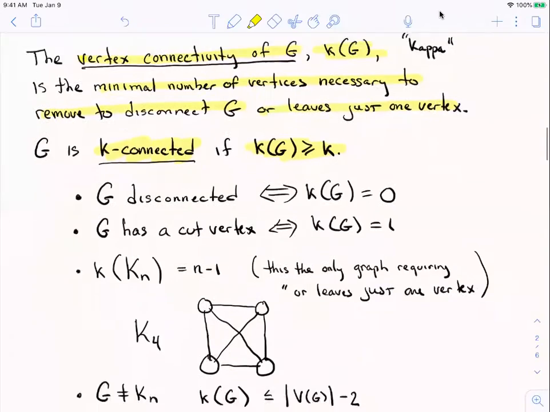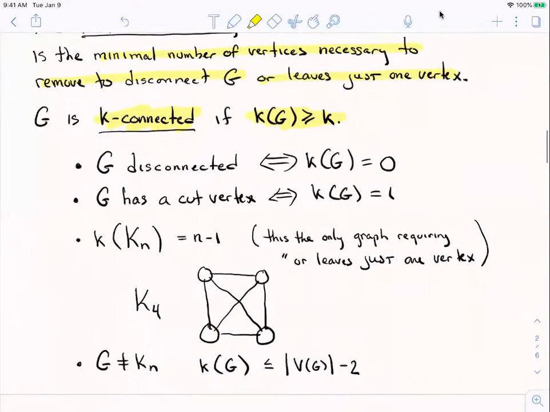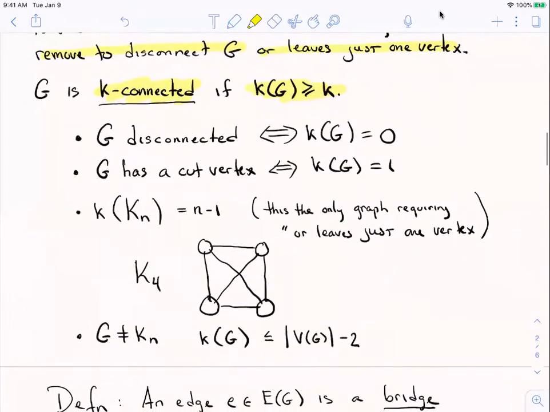These will just be some exercises. Maybe they'll show up as formal exercises in the next homework set. Maybe I'll just leave them as informal exercises, but just to get used to the terminology. The only way that the connectivity of a graph could be 0 is if it was disconnected to begin with. You don't have to remove any vertices to disconnect a disconnected graph.